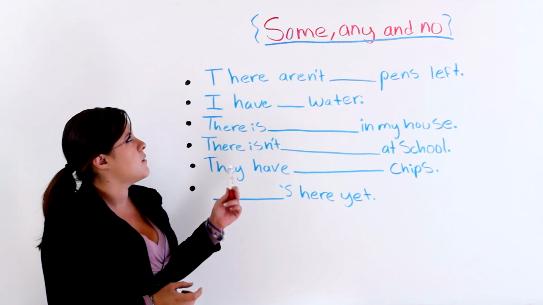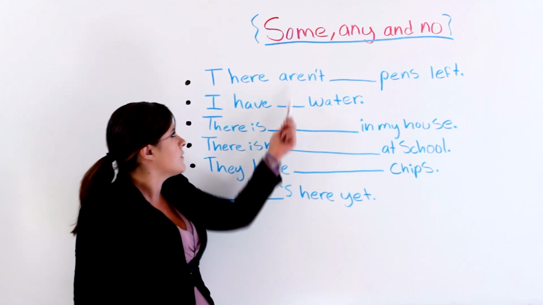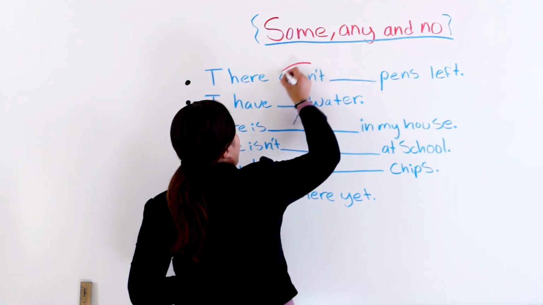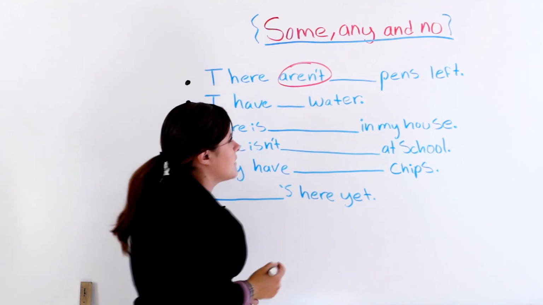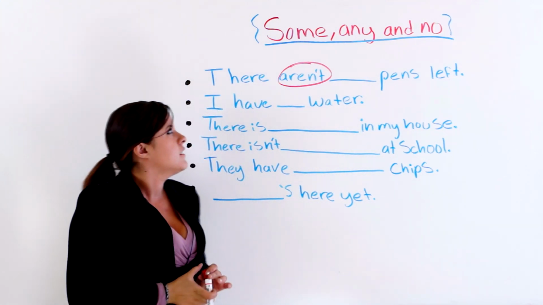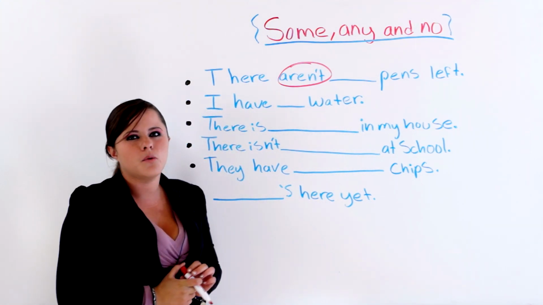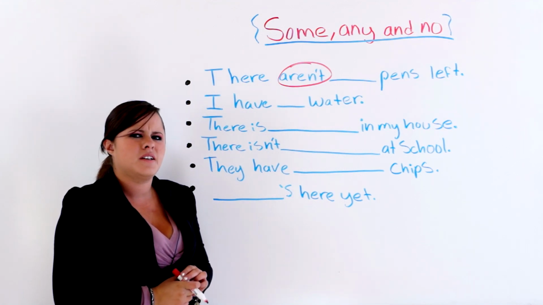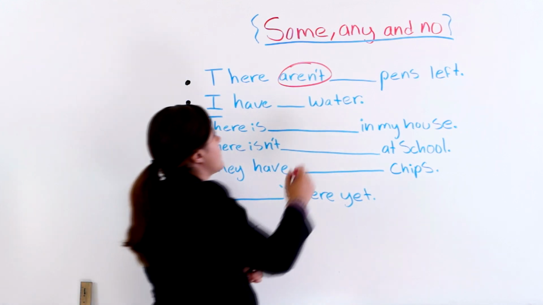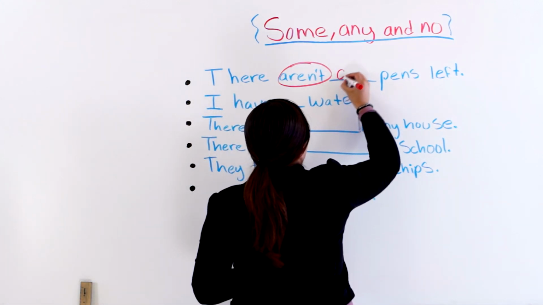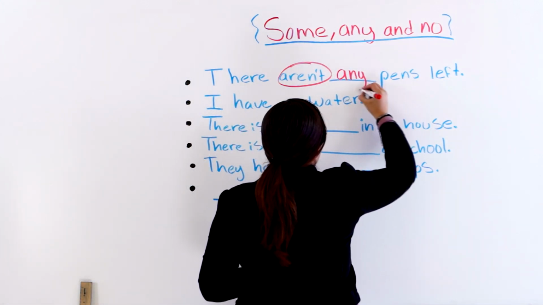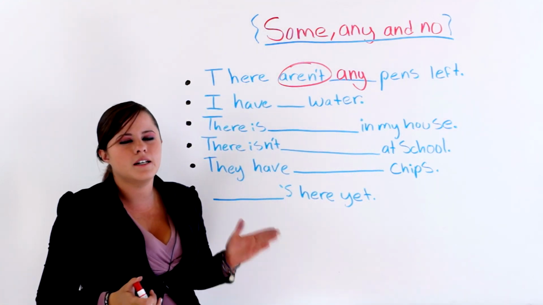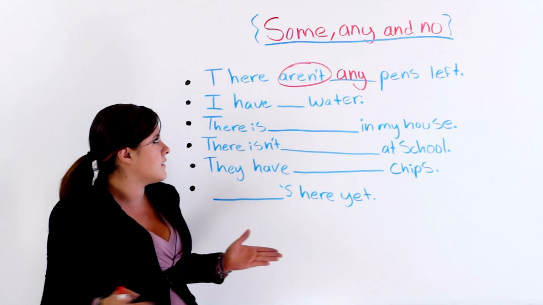Okay, we know that some is for an affirmative statement. Right here we have a negative auxiliary. So we know that it's a negative statement, okay? So which one are we going to use, any or no? There aren't no pens left? No, right? We're going to say there aren't any. Because remember, any needs a negative auxiliary. No doesn't need a negative auxiliary since it's already negative.